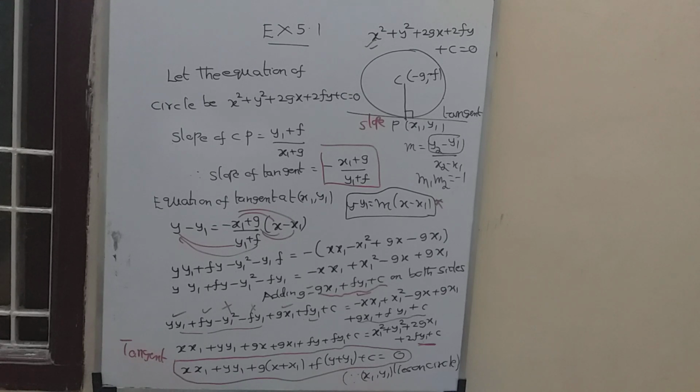x square plus y square plus 2gx plus 2fy plus c is equal to 0. Okay students, so important derivation. Suppose if you want to find the normal, you can find it easily because the tangent is always perpendicular to the normal at the given point.